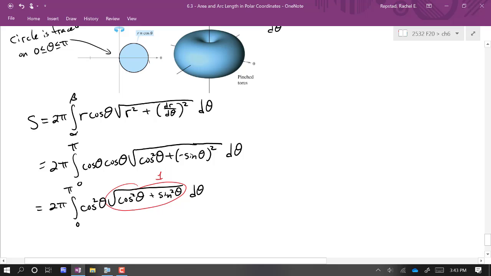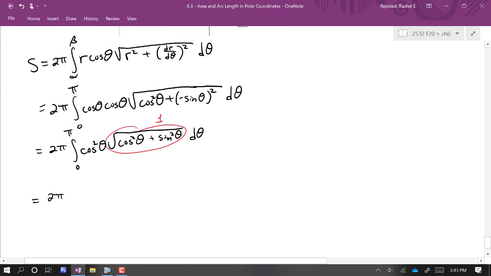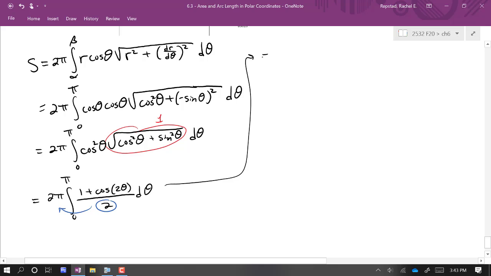We have cosine raised to an even power, like we've seen a couple other times this section. We're going to use the half angle identity to rewrite that. So cosine squared theta is 1 plus cosine 2 theta over 2. Going to yank out this factor of a half. So we get pi times the integral from 0 to pi of 1 plus cosine 2 theta.